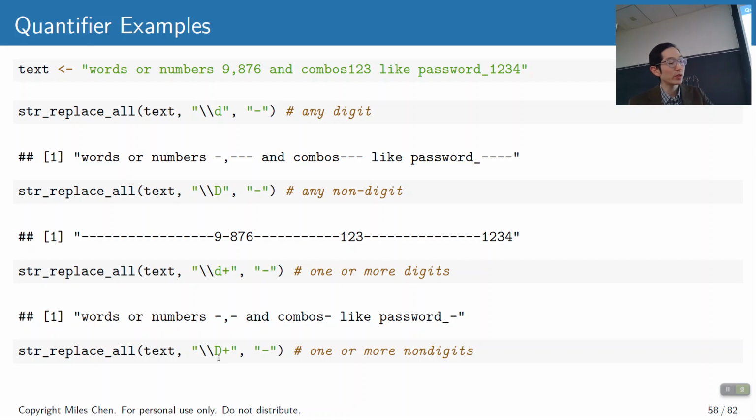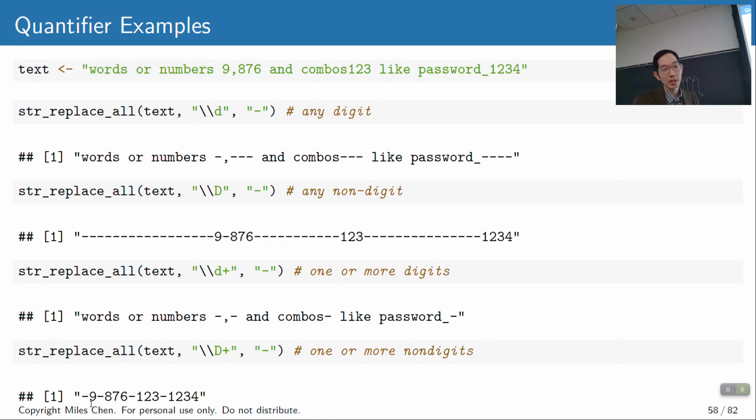Replace any one or more non-digits. Okay, and so this entire thing here, from, I can't highlight. How do I? There we go. Okay, so everything from the W to this space matches this pattern of one or more sequential non-digits. And so that entire thing will get replaced with a dash.